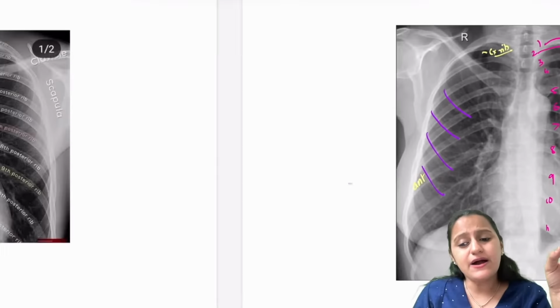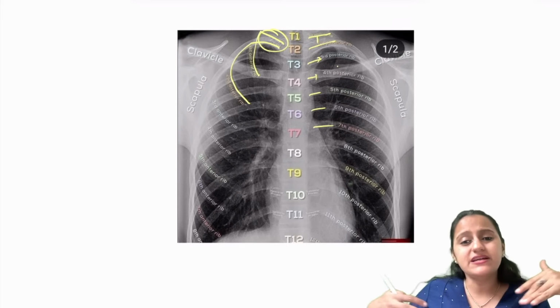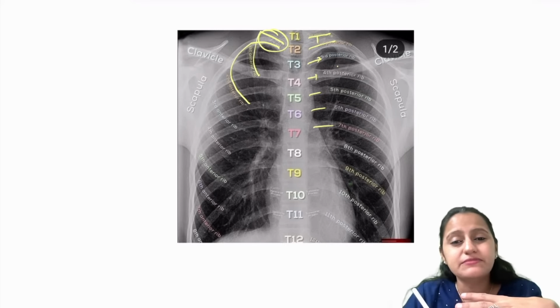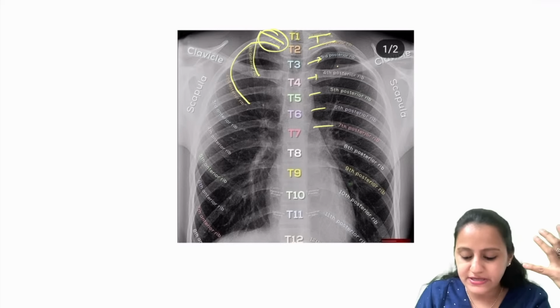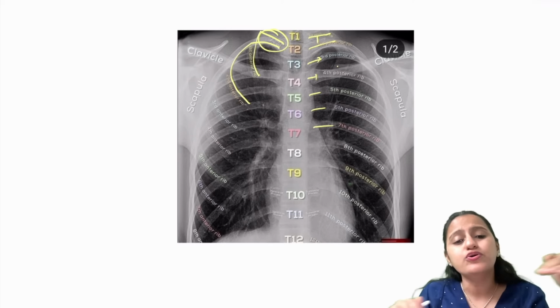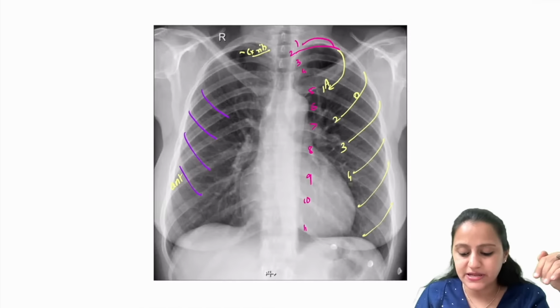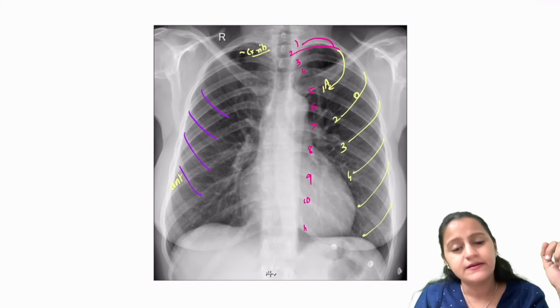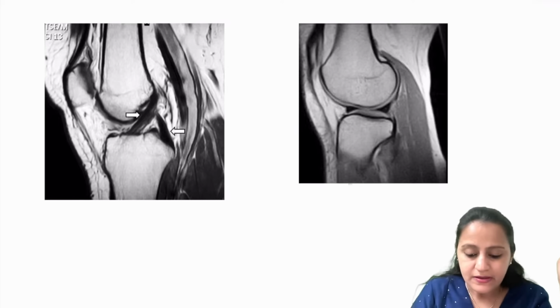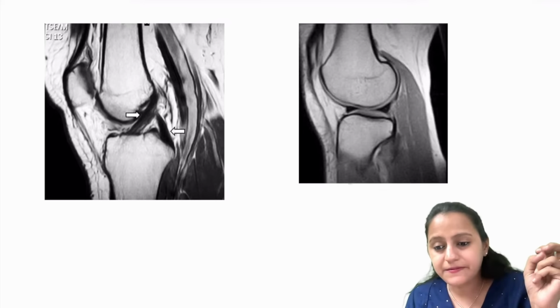ठीक है, समझ में आया? काउंटिंग ऑफ द रिब एंड द एंटीरियर एंड पोस्टीरियर. Anterior is oblique, does not go till the midline. Posterior is more horizontal and it is seen going till the midline. Okay, so this is the rib counting that you see, and this is the cervical rib that you are seeing here. Going to the next one, identify the structures here.